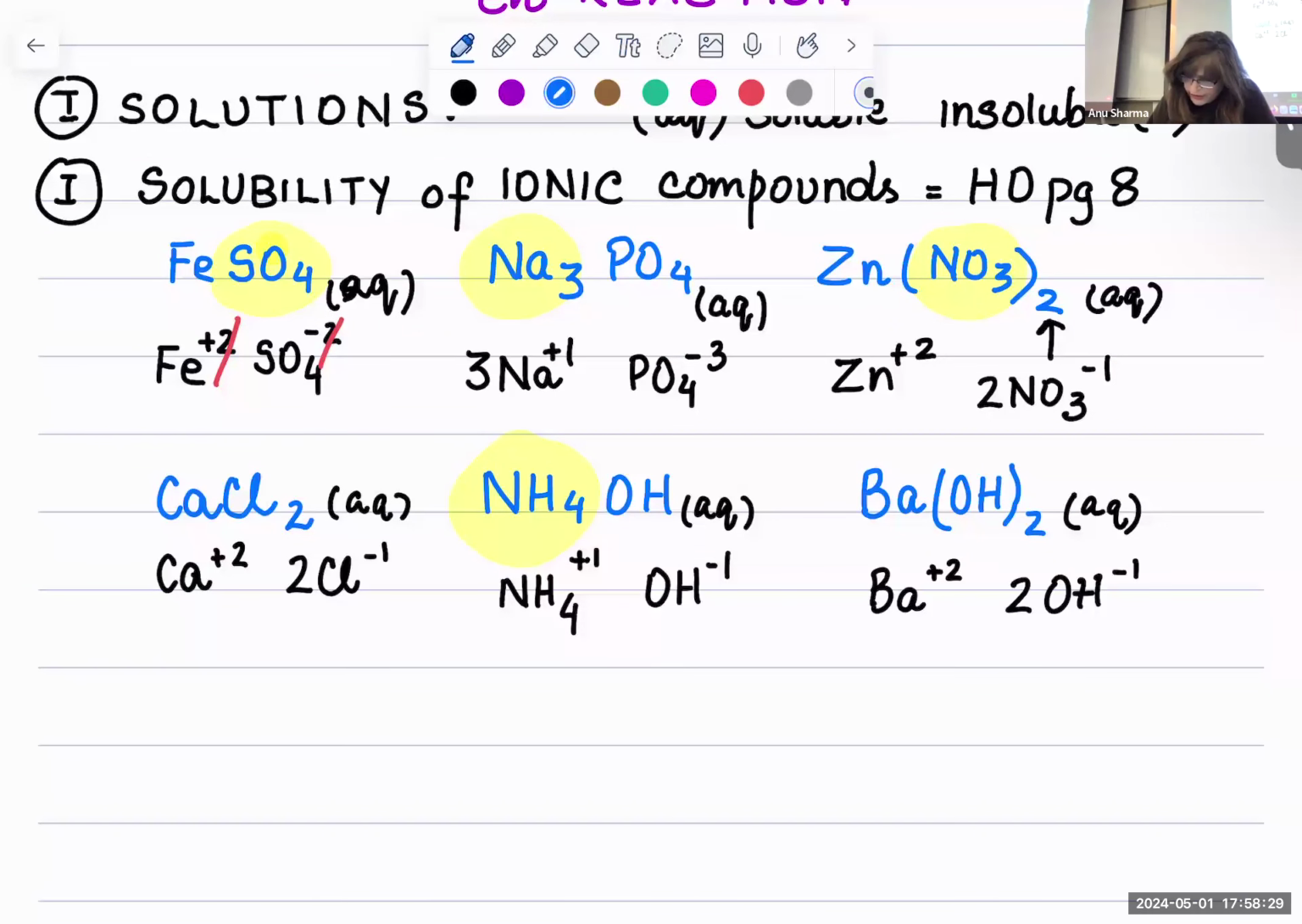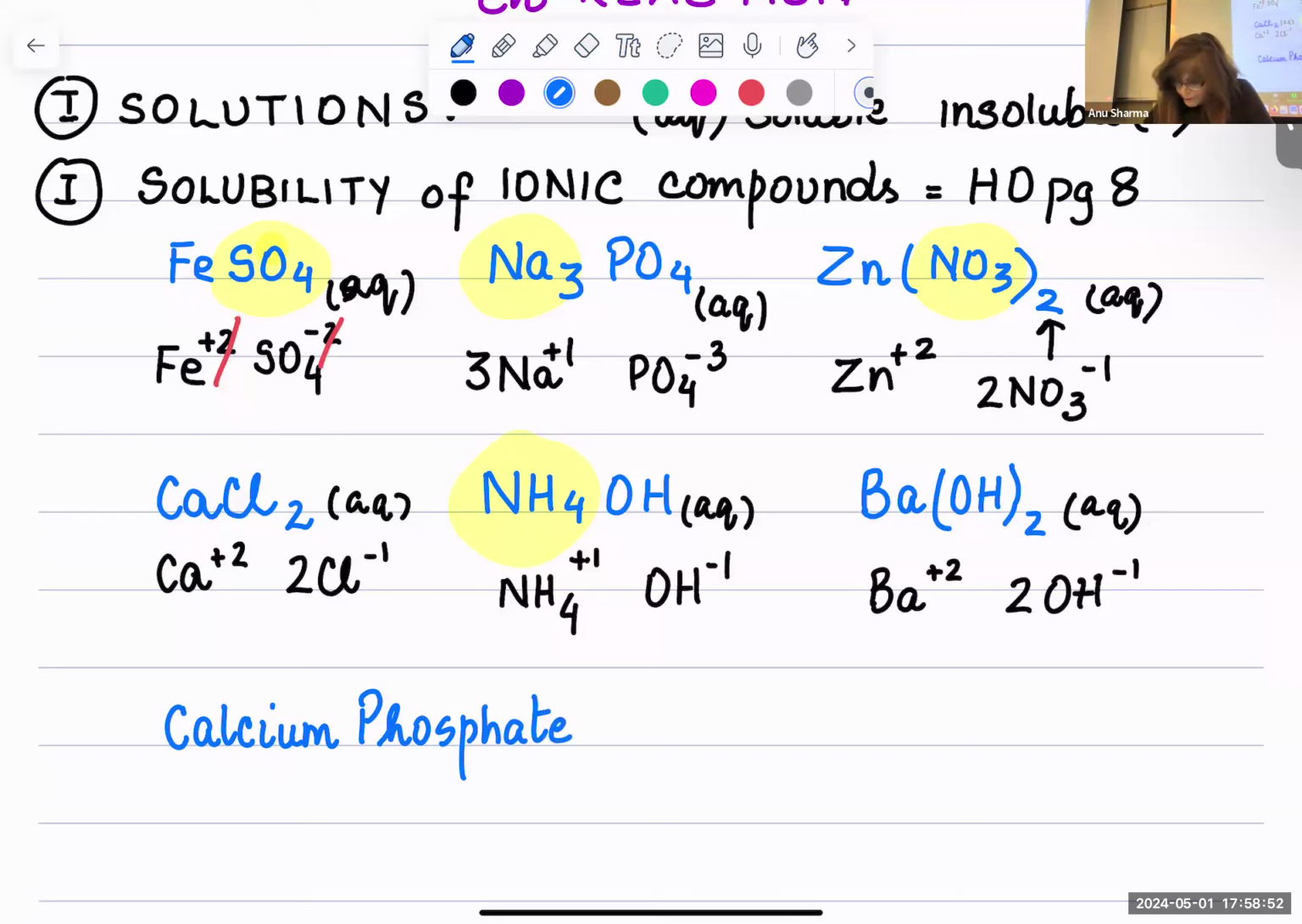Now let's do a few more here. Okay, I'm going to change it. Let's say I'm asking you, write down the formula for calcium phosphate and tell whether this is soluble in water or not. See, writing the names and formulas is all a continuous thing. Calcium phosphate. Okay. And then magnesium sulfide.